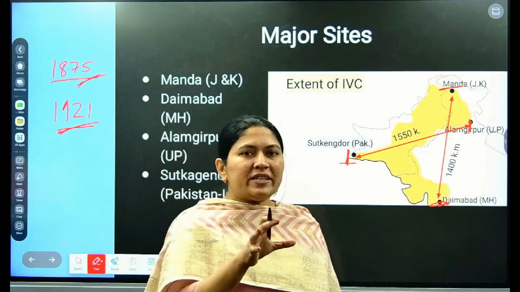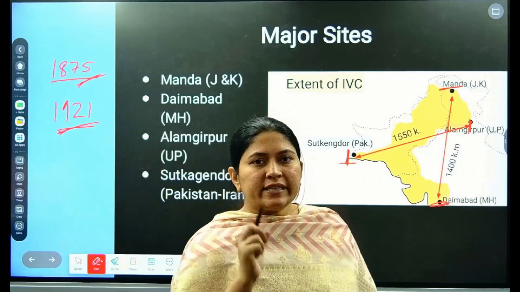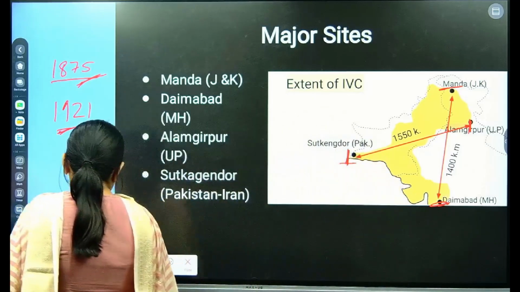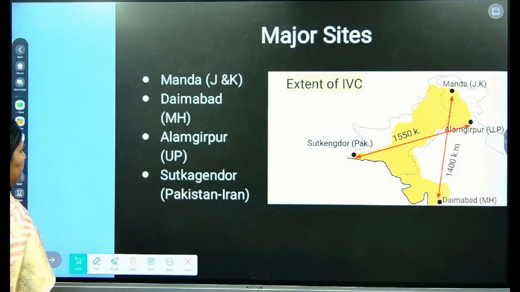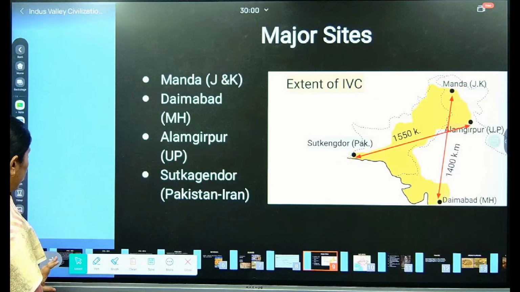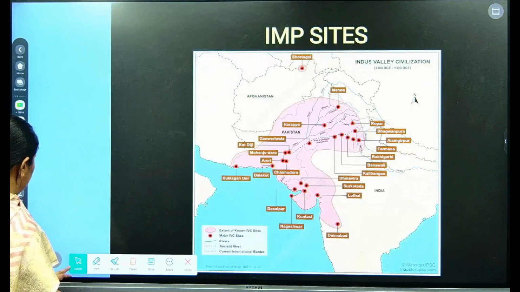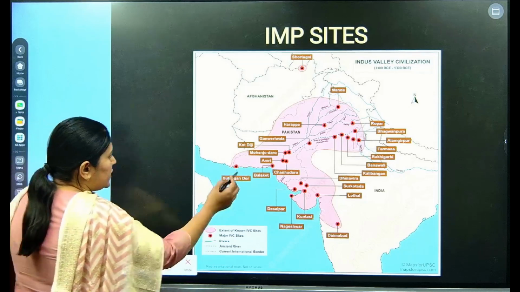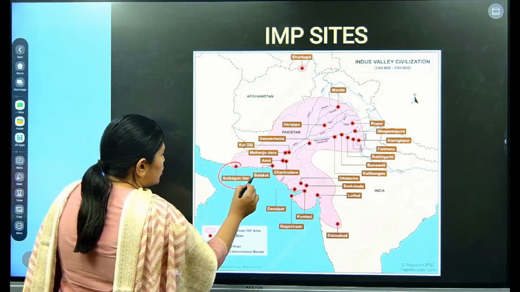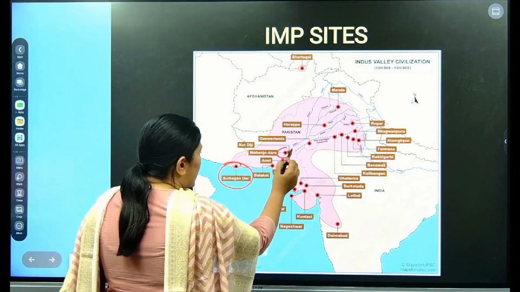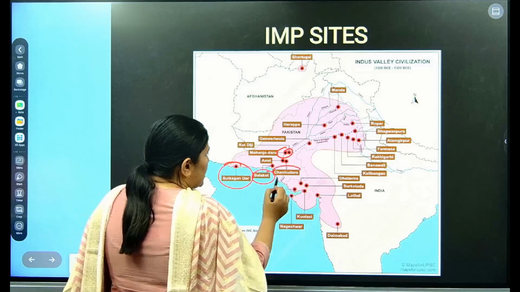Now on what basis did Dayaram Sahni say this? It was on the basis of archaeological evidence. Okay, now what did he find? Now see, these are the important sites. Sutkagendor, okay. After that, Mohenjo-daro, Balakot, Chanudaro.